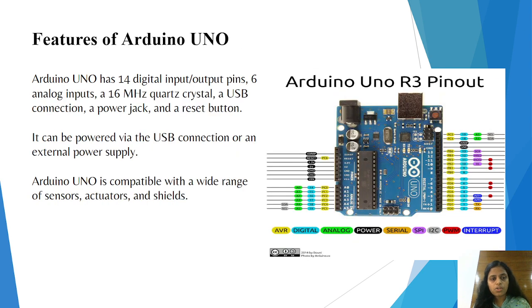Let's look into the features of Arduino UNO. Arduino UNO has basically 14 digital input or output pins, 6 analog inputs, a 16 MHz quartz crystal, a USB connection, a power jack, and a reset button. It can be powered using the USB connection or an external power supply. Arduino UNO is compatible with a wide range of sensors, actuators, and shields. So this is the Arduino UNO R3 pinout.